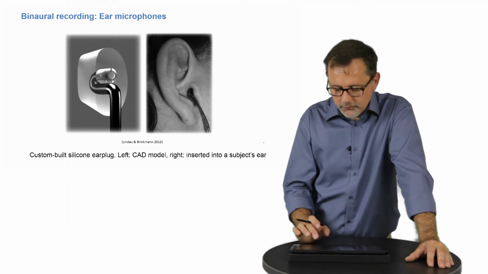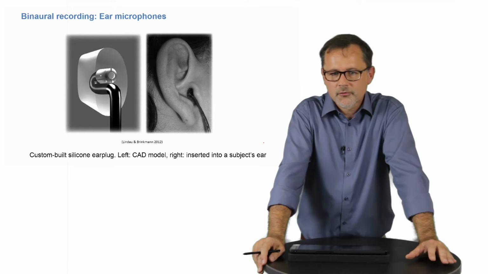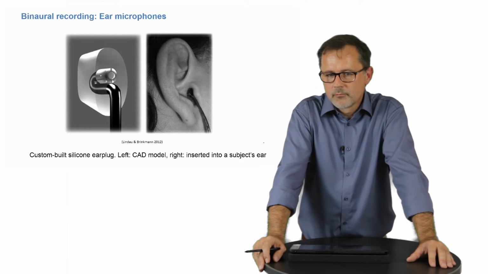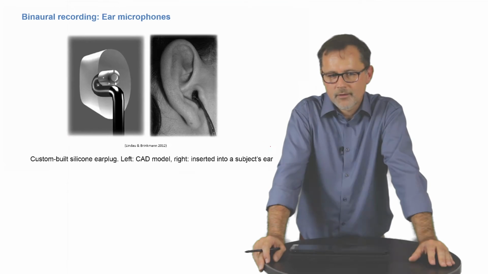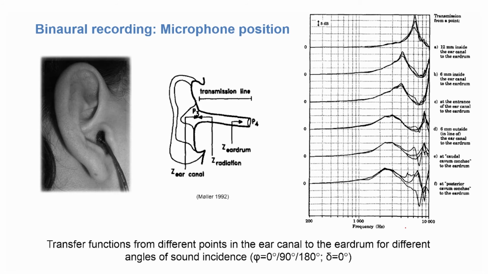You can also use your own body and head as a head and torso simulator by inserting a small microphone encapsulated in a silicone or foam plug into your own ears. In both cases, the question is, where exactly and how should the microphone be positioned in the ear canal? Remember that the ear canal from its entrance to the eardrum is about 30 millimeters long.